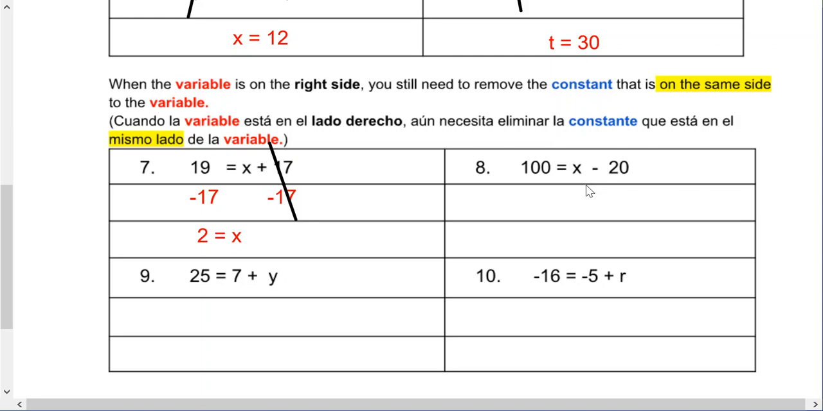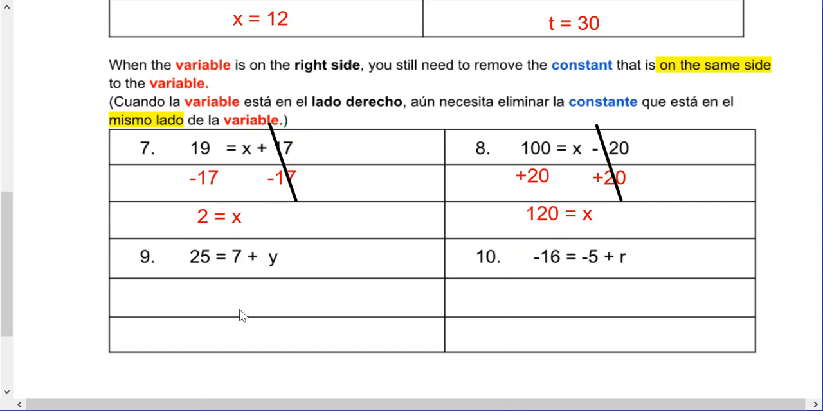Number 8, 100 equals x minus 20. To cancel minus 20, you have to do plus 20, and plus 20 on the left side too. And minus 20 plus 20 will be cancelled. 100 plus 20 will give you 120 equals x.